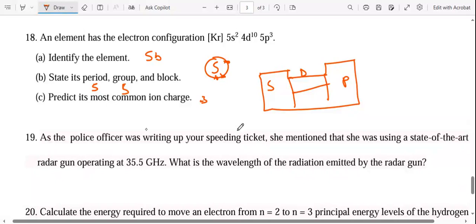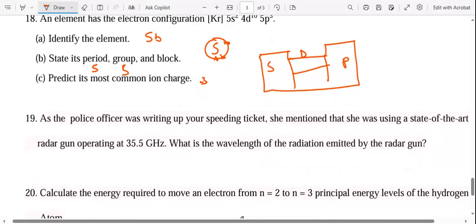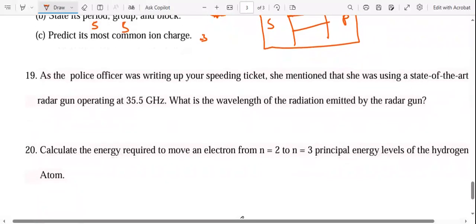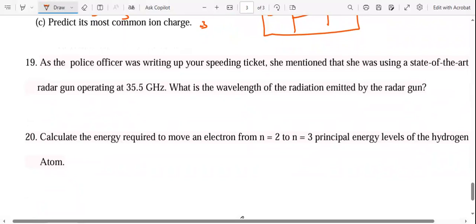Then 19: as the police officer was writing up a speeding ticket, she mentioned that she was using a state of the art lidar gun operating at 335 gigahertz. What is the giga, by the way? This giga just means 10 to the power 9. These are the units for frequency. What is the wavelength?